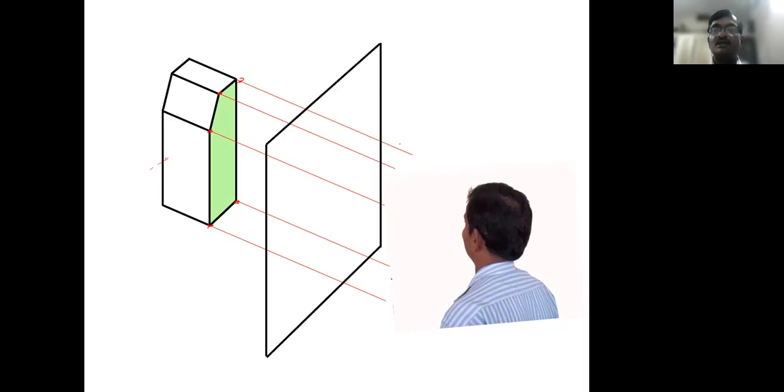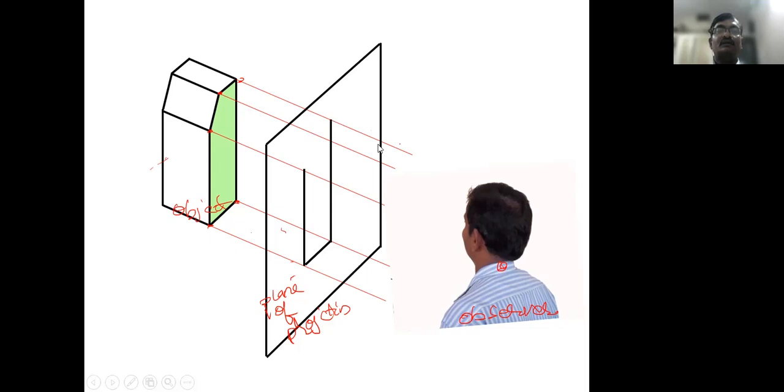Now introduce an imaginary transparent plane between the observer and the object. Here it is the observer, it is the object, it is the plane of projection. Now join the edges. Here it is the width, and it is another edge, a vertical edge. It gives the height of the object.